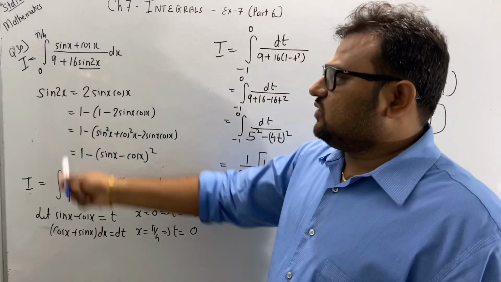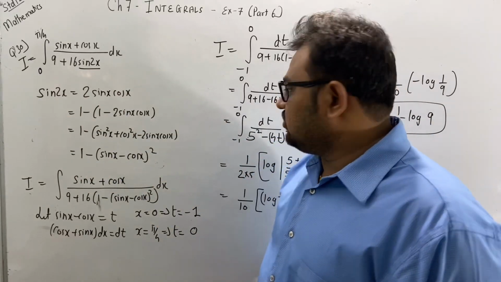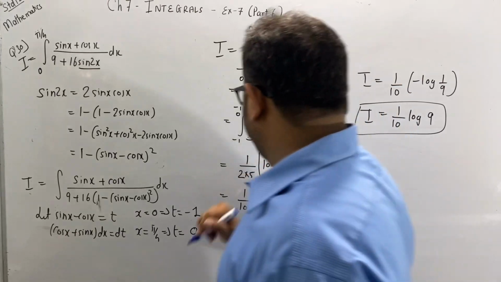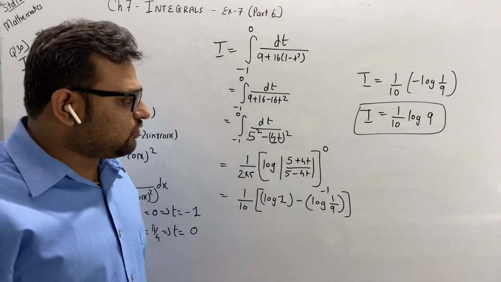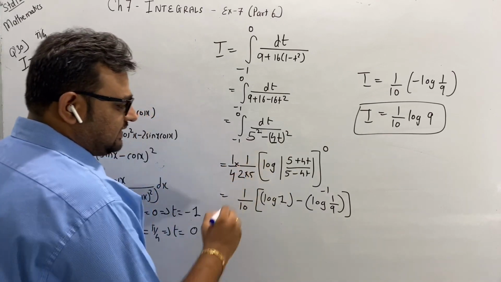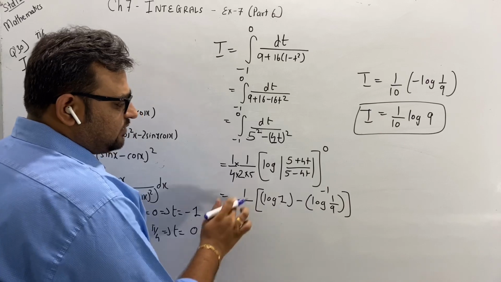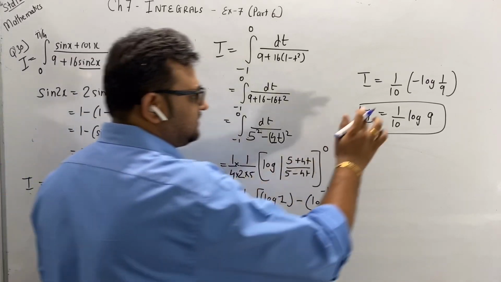I'm repeating, we have changed this sin 2x as 2 sin x cos x. Okay, we made one mistake here. This is multiplied by 4, so we also have to take this in the divide. So it will be 40.